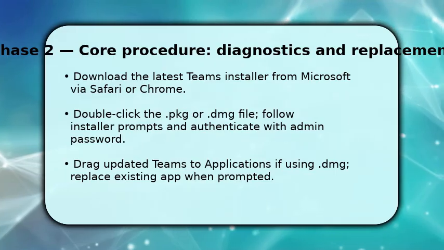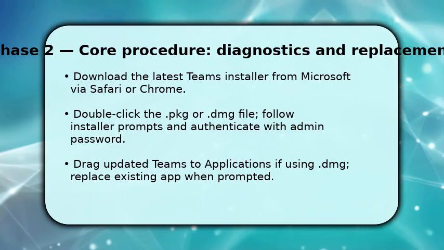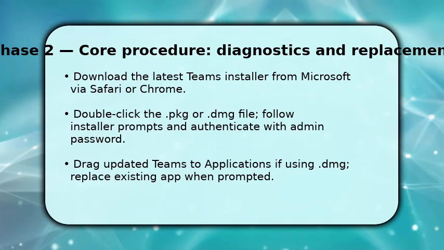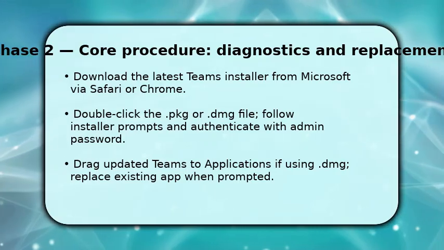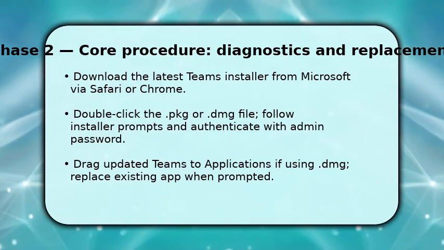If you mounted a DMG, drag the new Teams icon into Applications and choose Replace when Mac OS asks. If you used a PKG, the installer writes files directly. Doing this replaces older binaries and updates app helpers, which fixes performance and security.